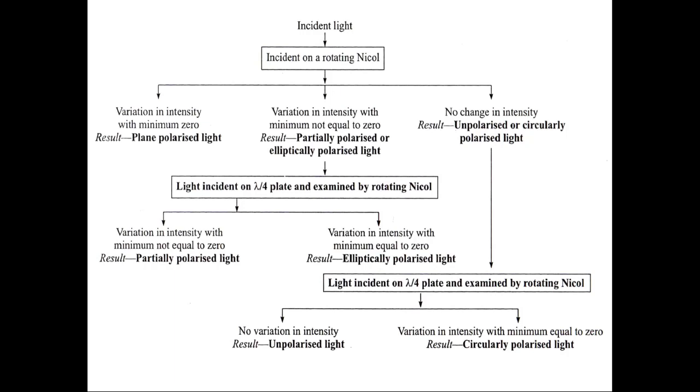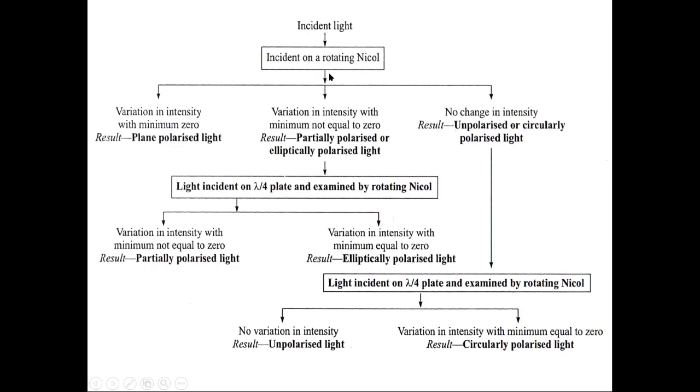So let us start with the analysis of light, whether it is polarized or not, and if it is polarized, then the type of polarization. We incident the light on a rotating nicol or a rotating polarizer. By doing so, the light can show a variation in intensity with minimum equal to 0. If it is so, then the incident light is plane polarized light.